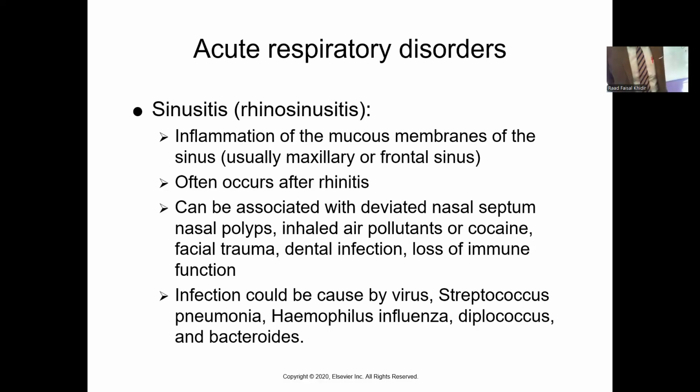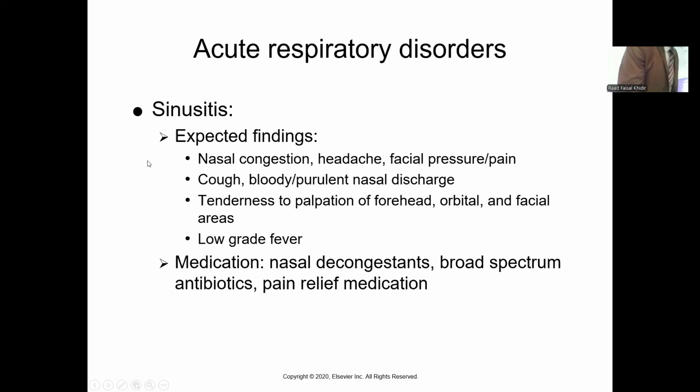Why do we have sinuses? To humidify and warm the air, like an oven. This air out here is too cold for the lung. And the fluid-filled sacs have a lot of mucus, so that gets inflamed also. Then you have sinusitis. Okay, expected findings: you have nasal congestion, headache, facial pain or pressure. Treatments include nasal decongestants and broad spectrum antibiotics.